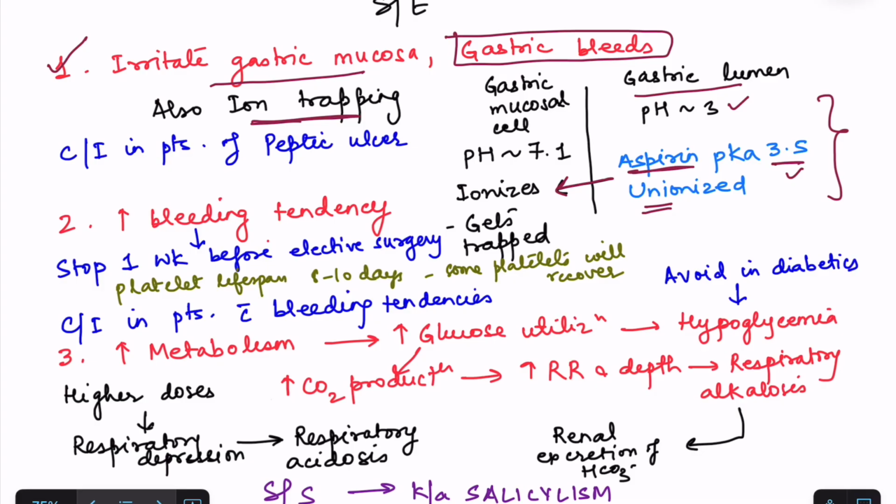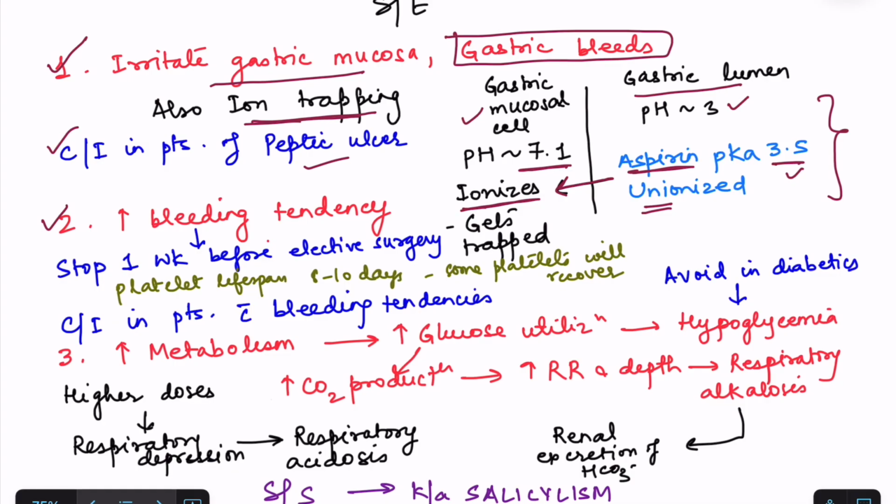And within the gastric mucosal cell, as it enters, the pH in the gastric mucosal cell is quite high, which is 7.1. So there it ionizes and it gets trapped in the gastric mucosal cell. This is known as ion trapping, and because of this ion trapping, aspirin remains in that mucosal cell much longer, and hence there are high chances of damage. So NSAIDs are contraindicated in patients of peptic ulcer.